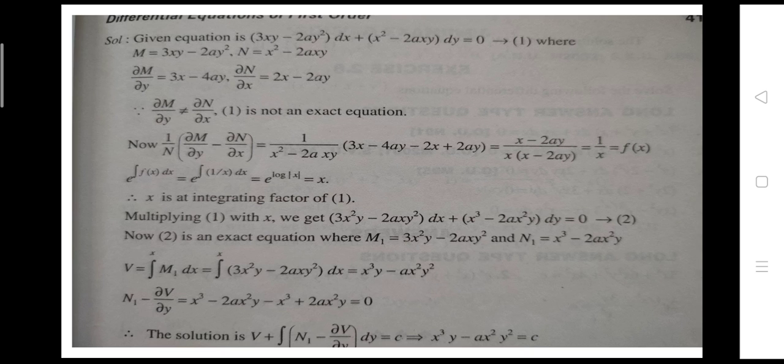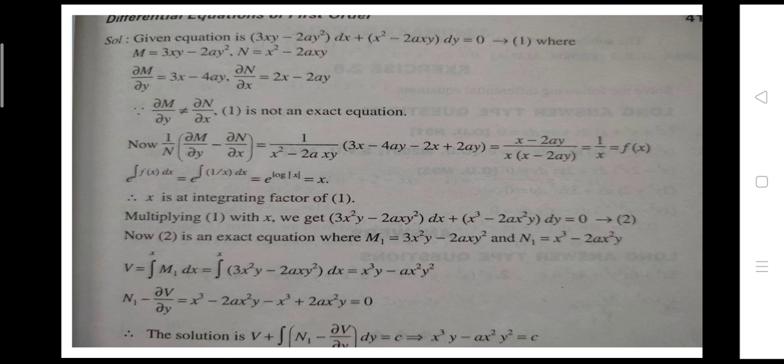Here, comparing the given equation with M dx plus N dy is equal to 0, M is 3xy minus 2ay², and N is x² minus 2axy. Now differentiate M with respect to y: ∂M/∂y is 3x minus 4ay. And differentiate N with respect to x: ∂N/∂x, the derivative of x² is 2x, and the derivative of 2axy is minus 2ay.